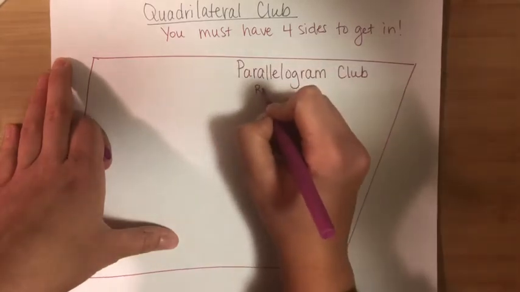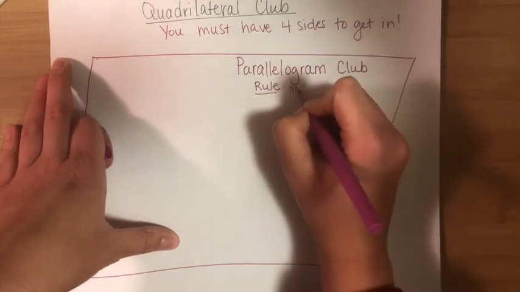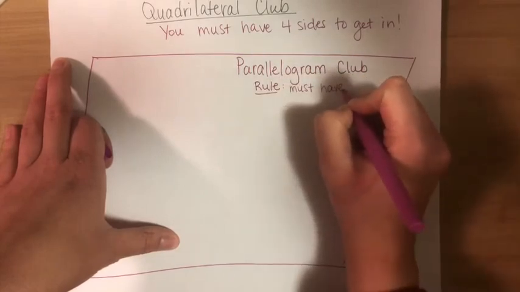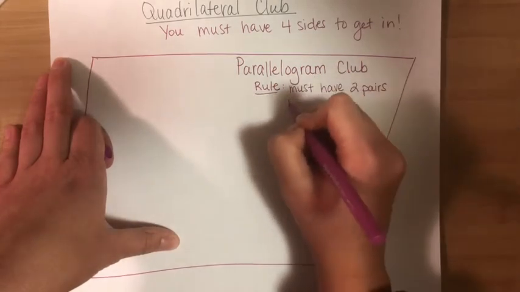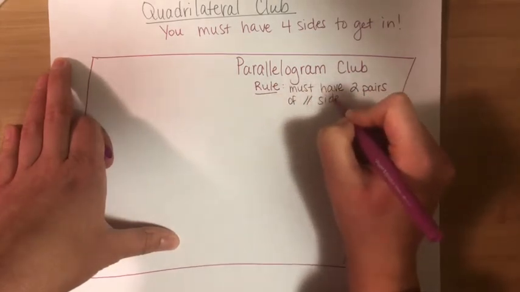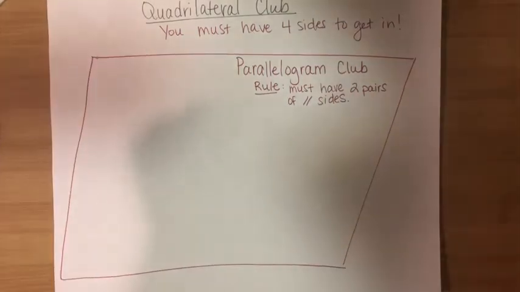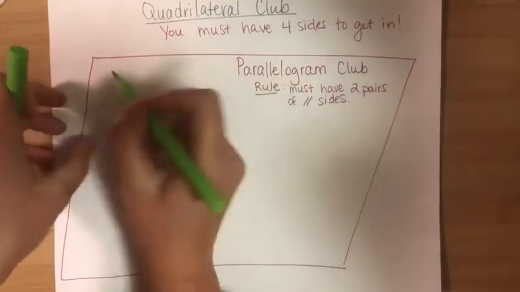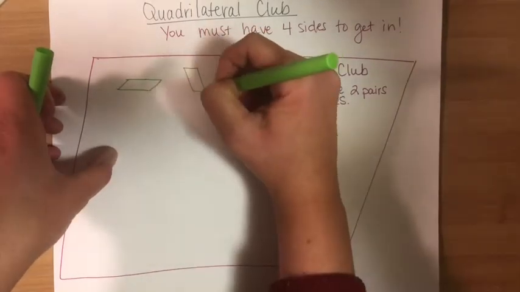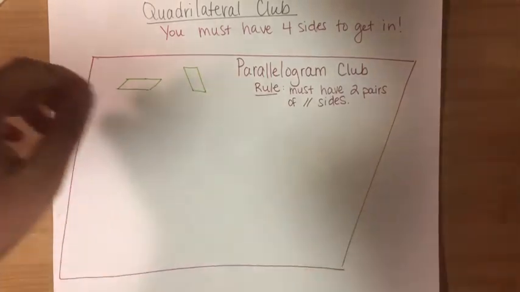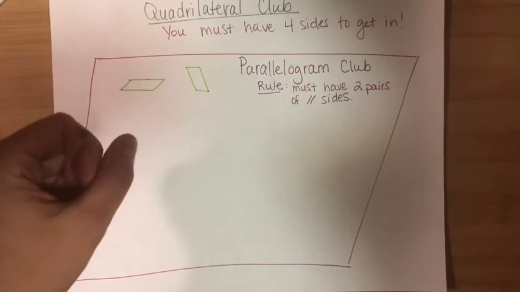So the rule to get into the parallelogram club, you must have 2 pairs of parallel sides. So you got 2 pairs of parallel sides, you can get into this club. So here we got some friends. Here we got some shapes hanging out, having a great time. Got some parallelograms hanging out in the parallelogram club.